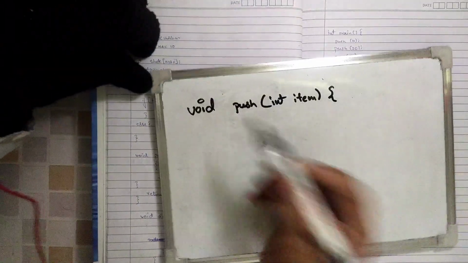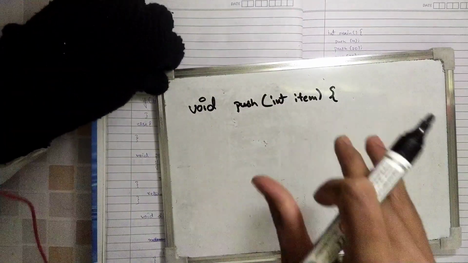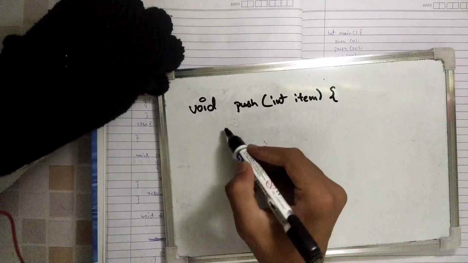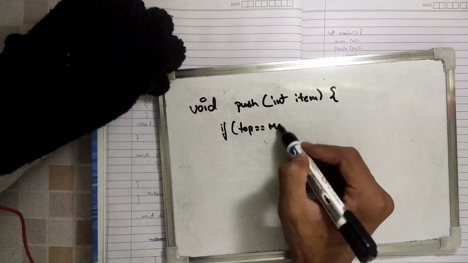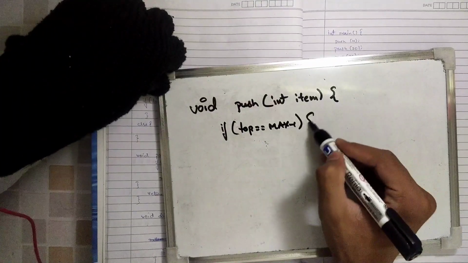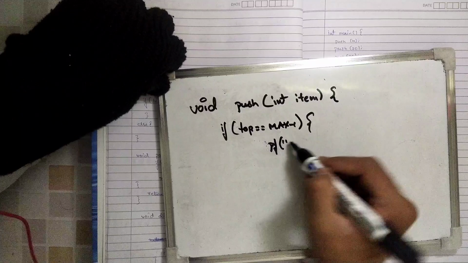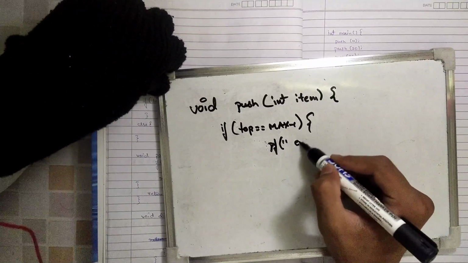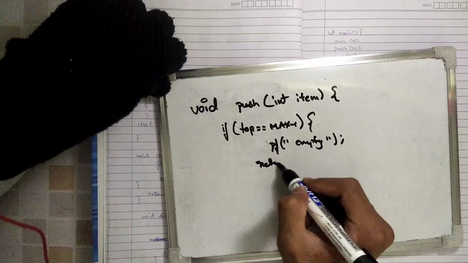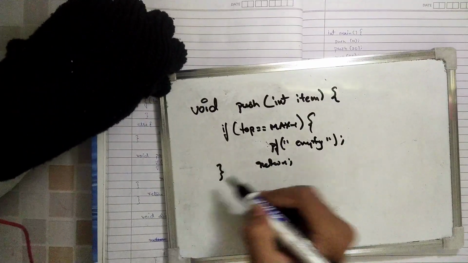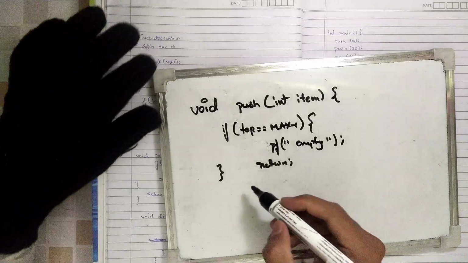Now, the first condition: if I want to add an element, I first have to check whether the stack is full or not. So here I will write if top equals max minus 1, then printf overflow, and then return. Then I come out of this, and the rest will be your else part.